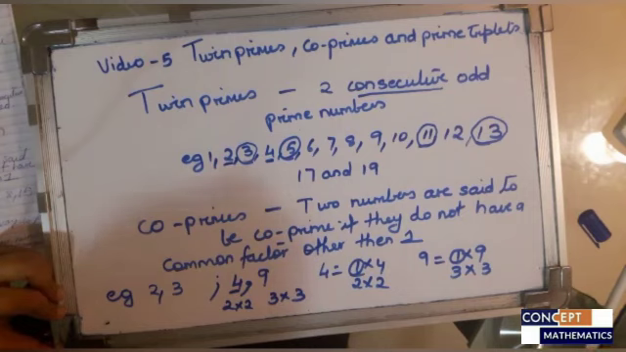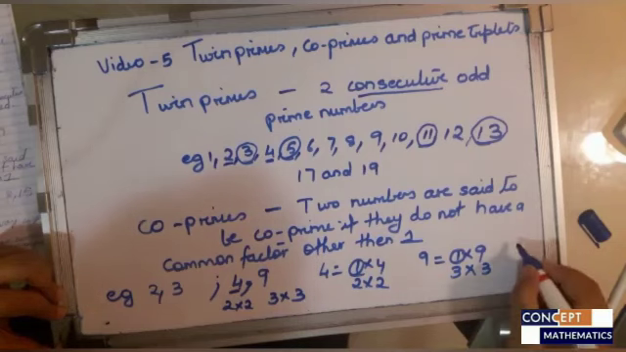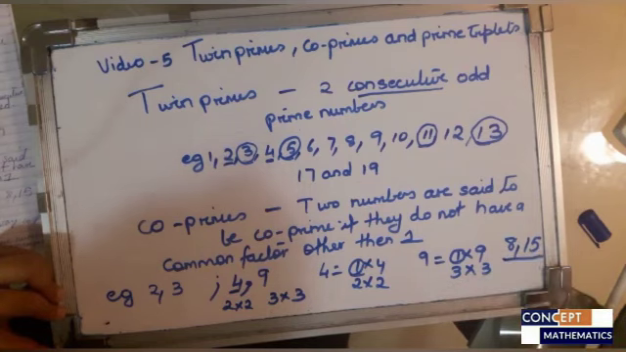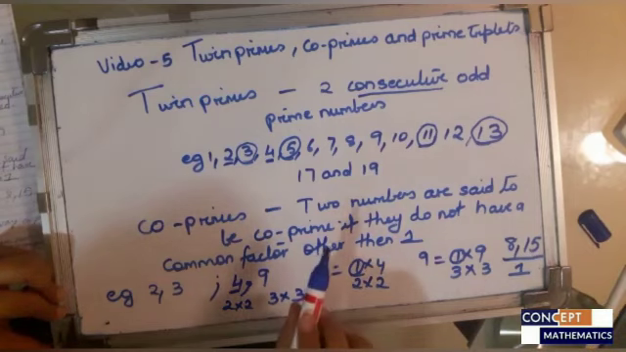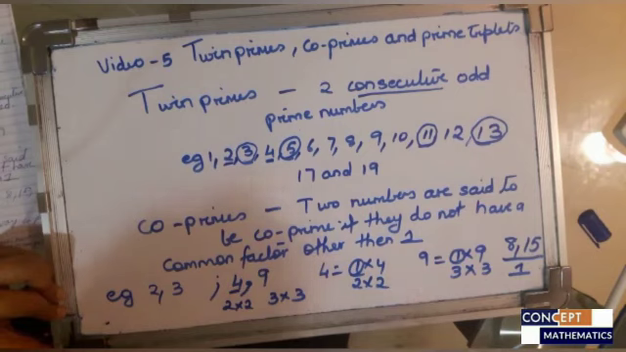Can you think of one more example of a co-prime? It can be 8 and 15. Again, there is no common factor between them. Only 1 is a common factor. So twin primes are two consecutive odd prime numbers, and co-primes are two numbers which have only 1 as a common factor.